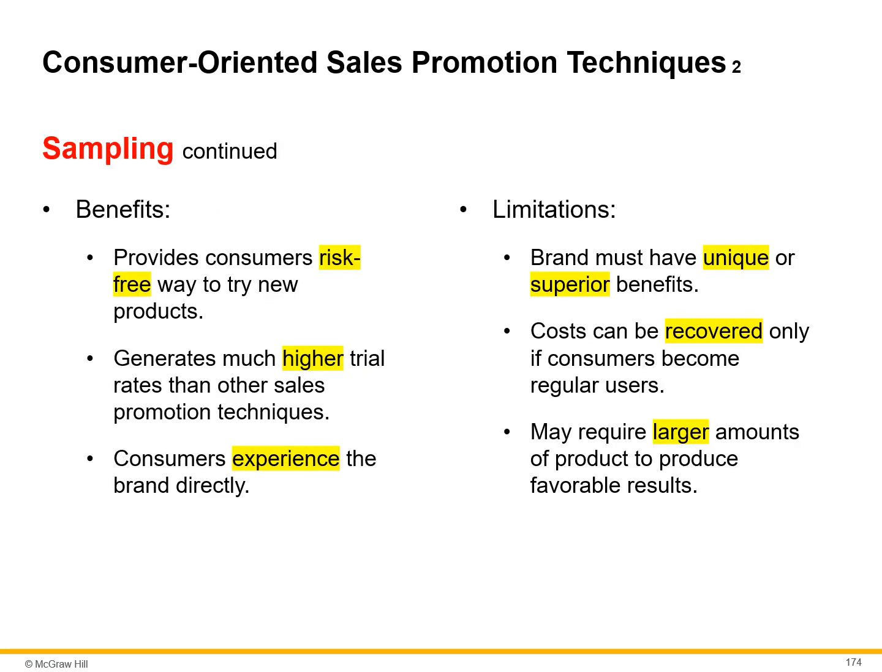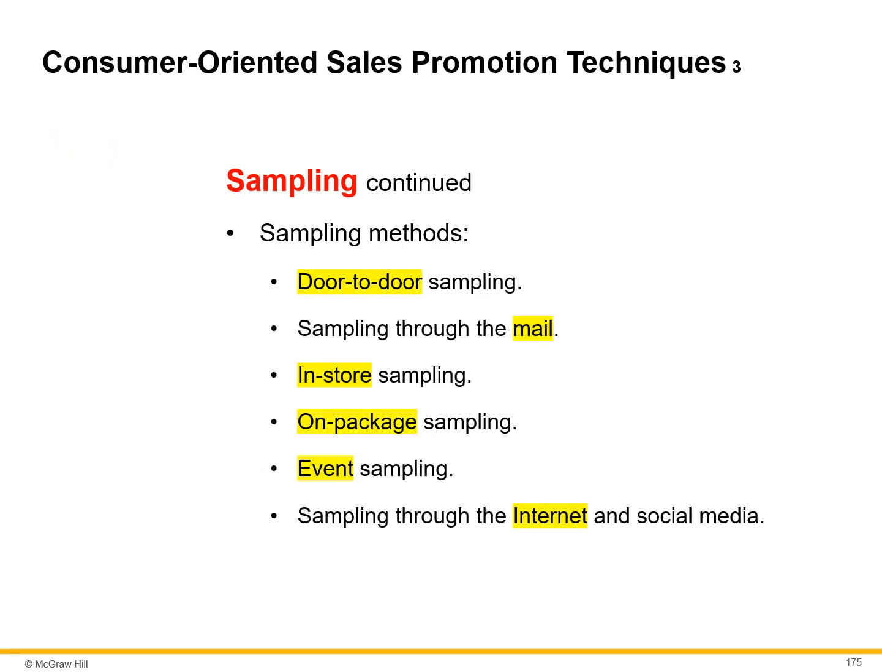Okay. There are benefits and limitations of sampling. Let you read that. Make sure you understand that. How do you do sampling? Okay, you can do door to door, shopping mall, mail, in store, on package, events, internet.